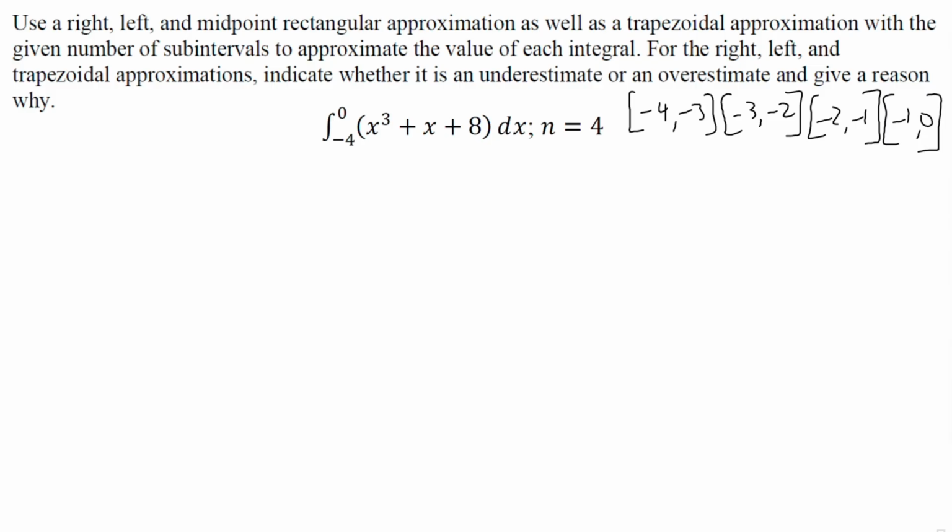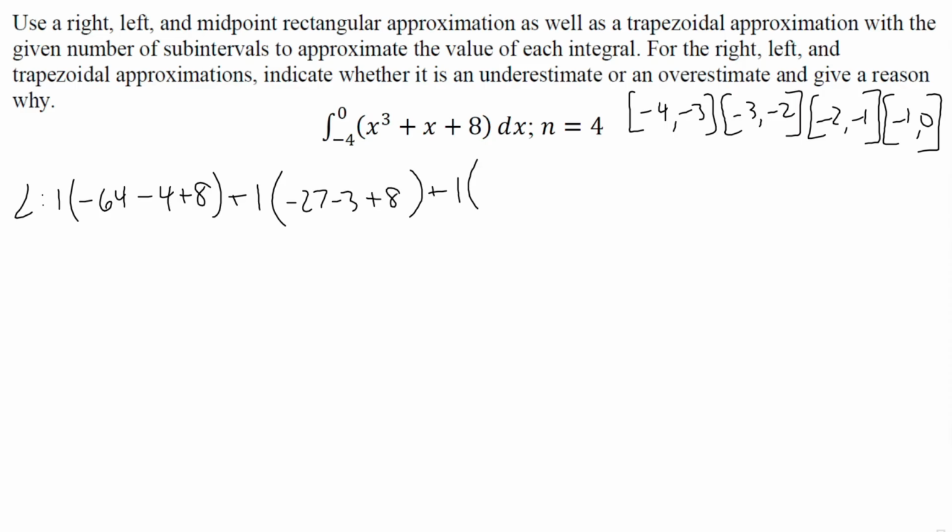And so we'll go through and we will write out our left approximation. So our left approximation is going to look like, they're all length of 1. So it's 1 times negative 4 cubed, which is negative 64, and then minus 4 plus 8. Then it'll be 1 times what we get when we plug in -3, which is -27 minus 3 plus 8. And then 1 times what we get when we plug in -2, which will be -8 minus 2 plus 8. And then 1 times what we get when we plug in -1, which is -1 minus 1 plus 8.